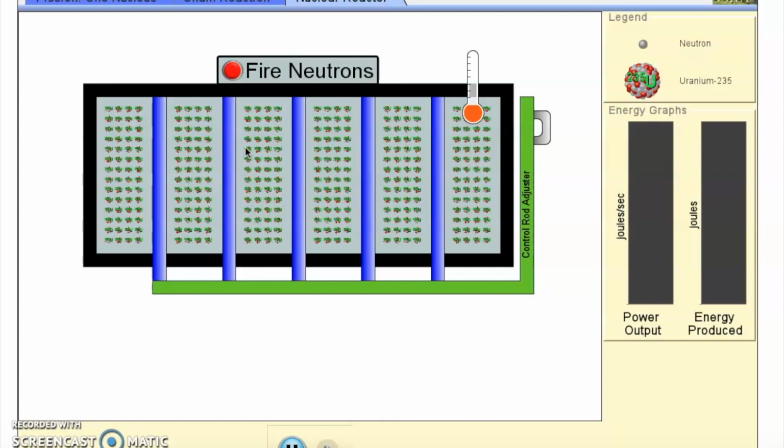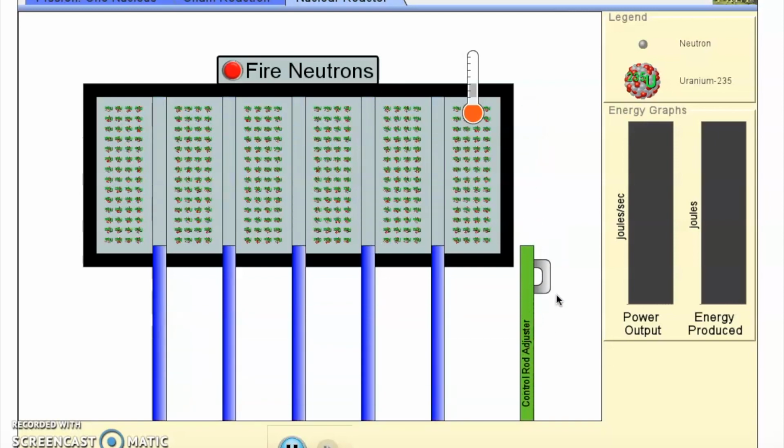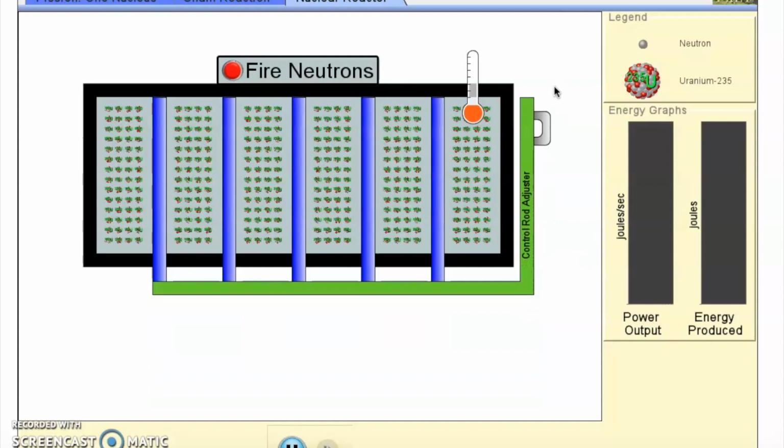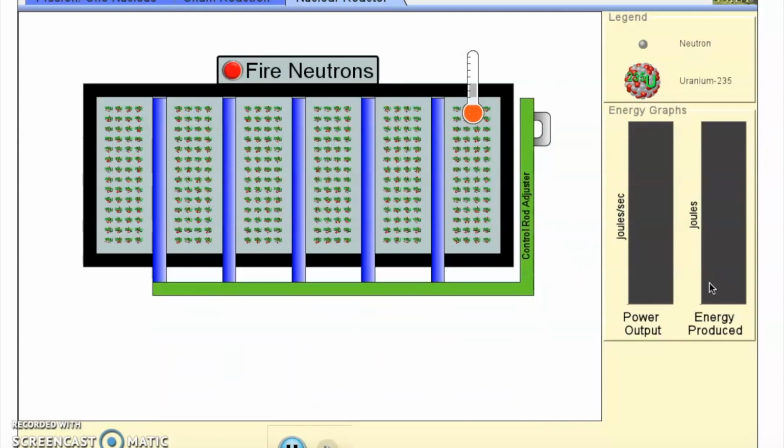We have a bunch of enriched uranium inside, but we also have control rods. And you can put those control rods out or in just like you would in a nuclear power plant. And in a nuclear power plant, you can see the power output, the energy produced. It looks something like this.